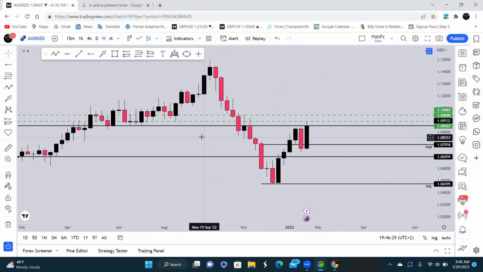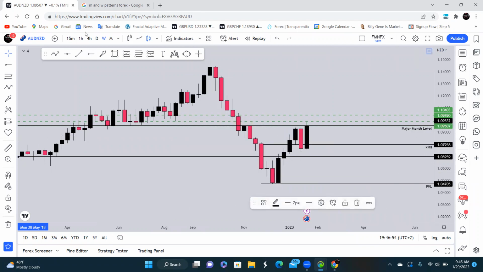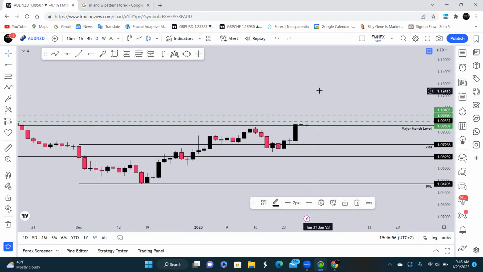I'm not sure about AUD/NZD. I don't normally trade this pair. There's nothing really for us to mark up because our levels are perfect. And we know we're looking for a buy. So there you go. We need this major month level to be broken. Let's go down to the daily. What's happening on the daily?